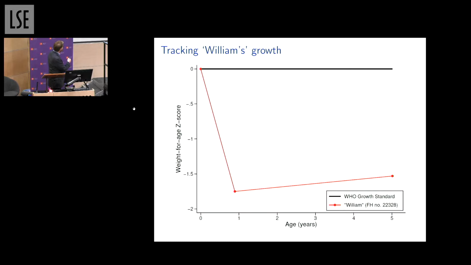And so again, he starts out close to the mean. Sorry, in a healthy population, the average child would just be 0 all the time, okay? And so what we can see is that William is falling behind in the first year of his life, and then he catches up a little bit between ages 1 and 5.